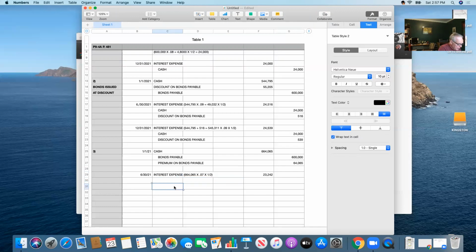Now, we're still going to credit cash $24,000, just like we did in each case, first case, second case, now third case, which means what? What number do we need to put in here so that the entry balances? It's less than $800, right? It's $758. And that's going to be premium on bonds payable.